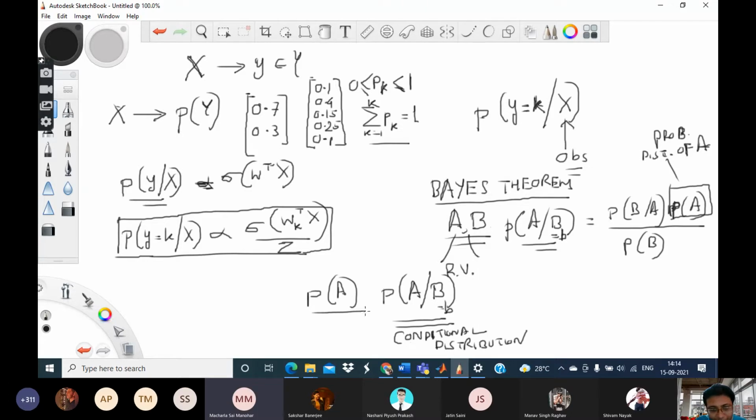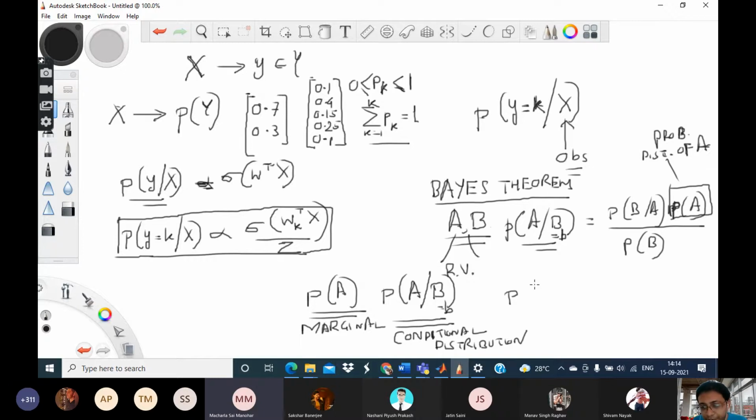And what is this called? Anyone knows what this is called? P of A, where nothing else, only one variable, where nothing else is there. This is called the marginal distribution.